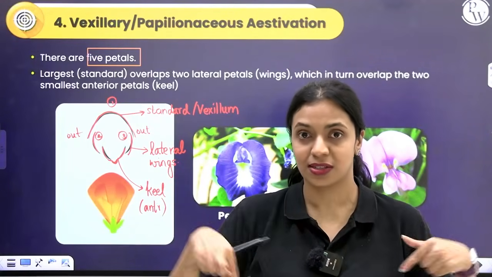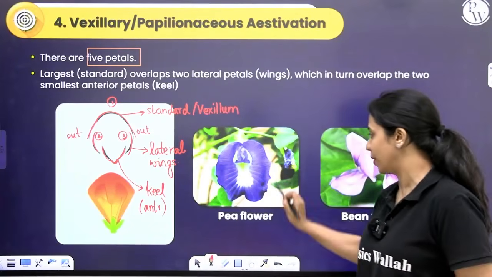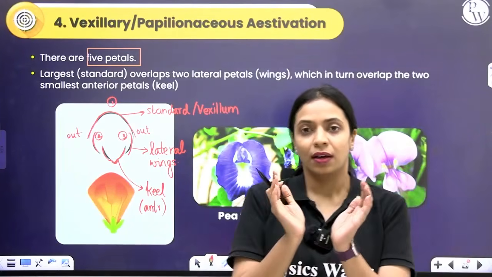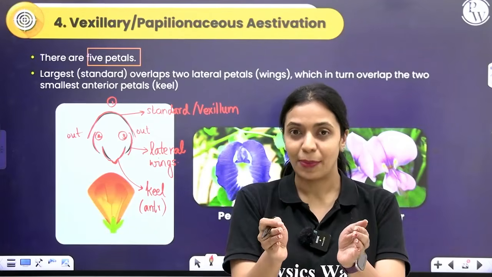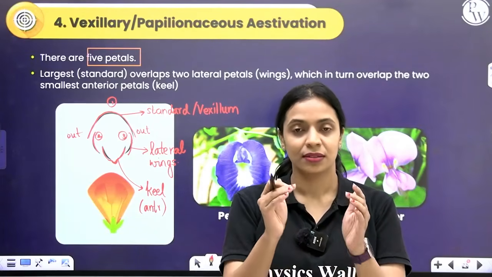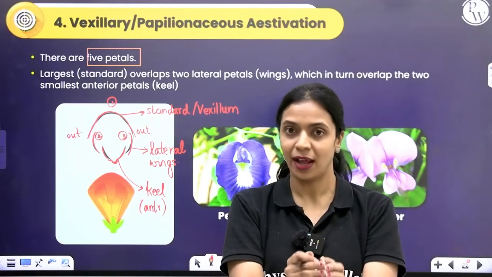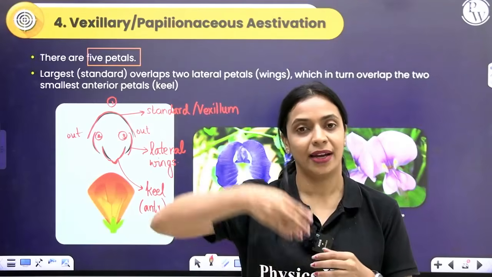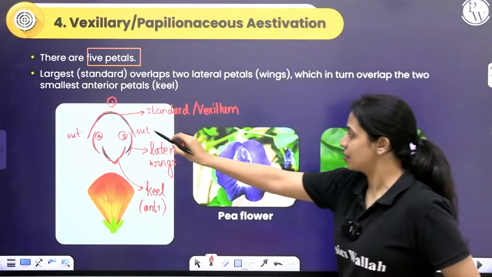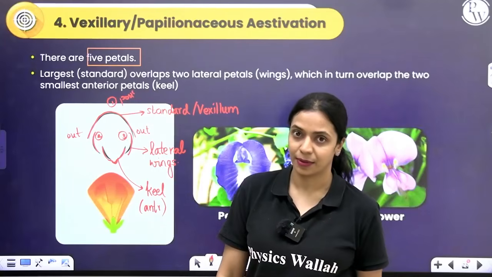This is the largest petal. You can see it here. There will be one very large petal. This large petal will overlap relatively 2 smaller petals that are called wings. These 2 small petals further overlap even 2 smaller petals called the keel petals, and those 2 keel petals will be fused, and the large petal is at the posterior end and this is at the anterior end.